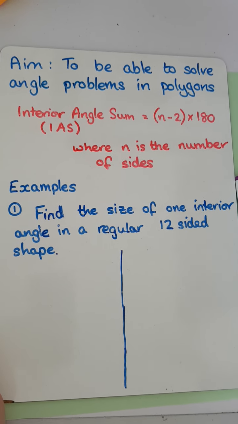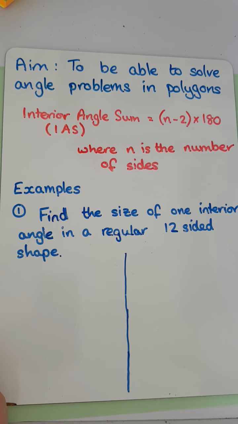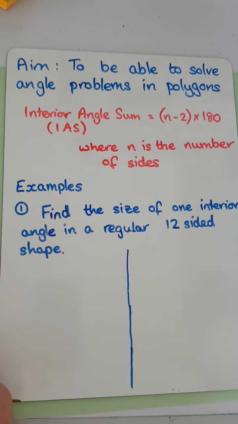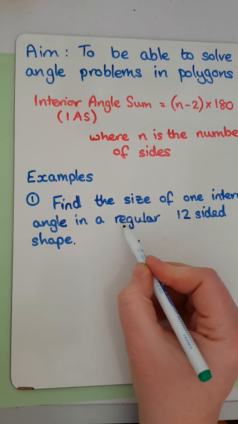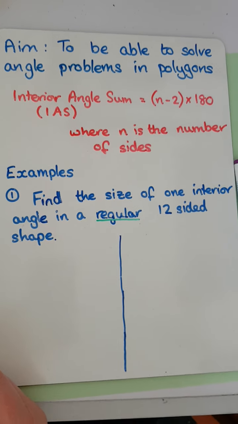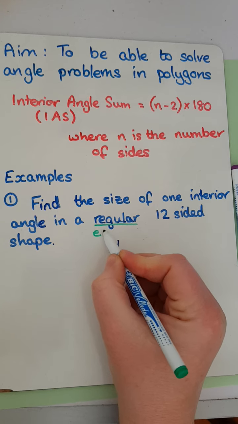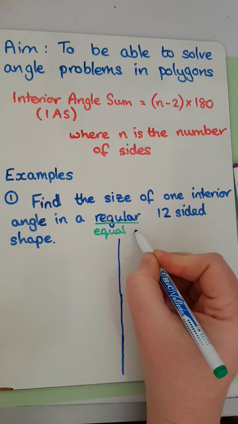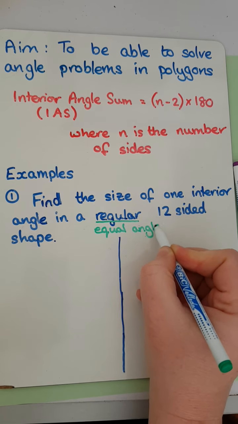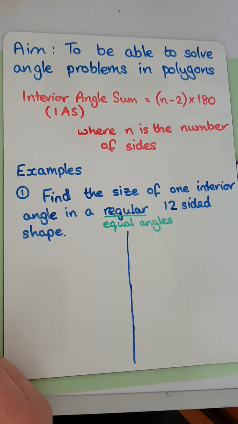So the first example that I've got is looking at finding one interior angle of a regular 12-sided shape. It's the sort of question that you may well have worked through by considering exterior angles. And that's the first way that I'm going to do it. We need to remember it's regular. That means that it's got sides that are the same length and it's got equal angles. The important thing for this question is the fact that the angles are equal. So that accounts for both interior and exterior angles.